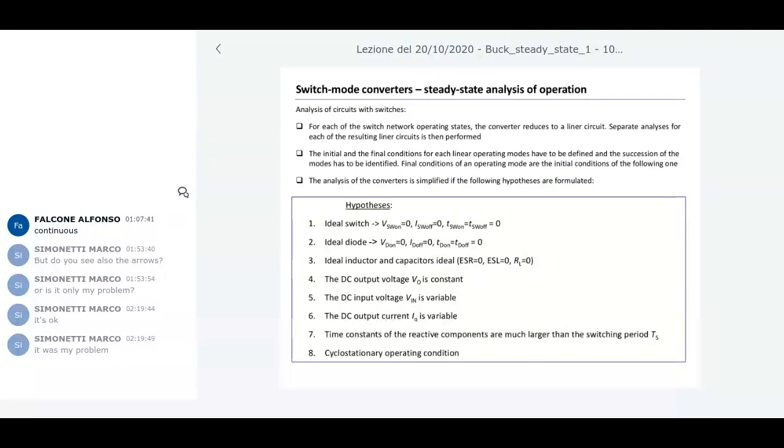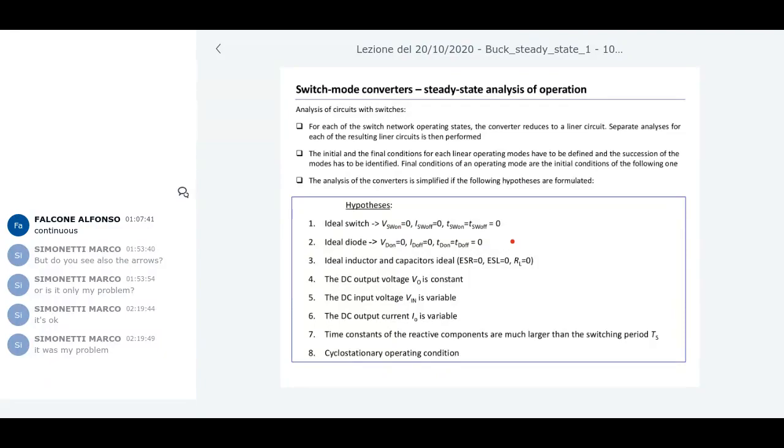Then I introduce some specific approximations. One approximation is already defined: the small ripple approximation for the output voltage. I neglect the small AC variation on top of the desired DC output voltage, because the goal is to have a DC output voltage, so the ripple on the output voltage should be very, very small. Another hypothesis is that all the switches in the circuit are ideal switches. What does it mean, ideal switches?